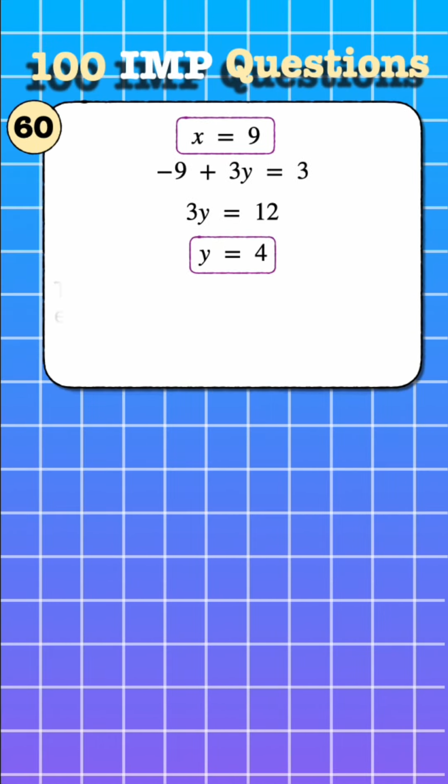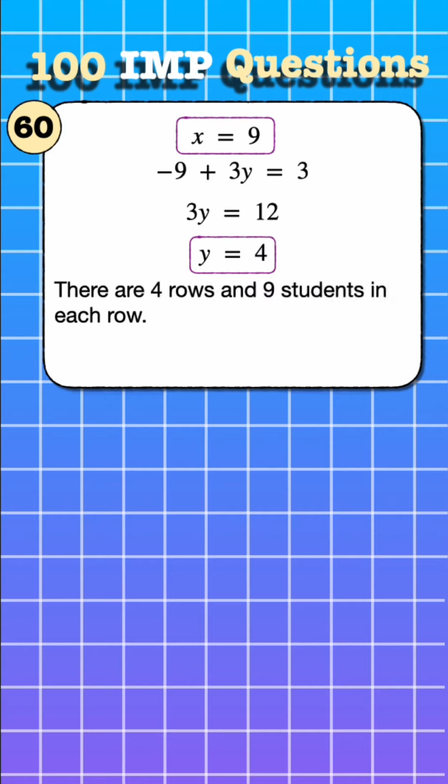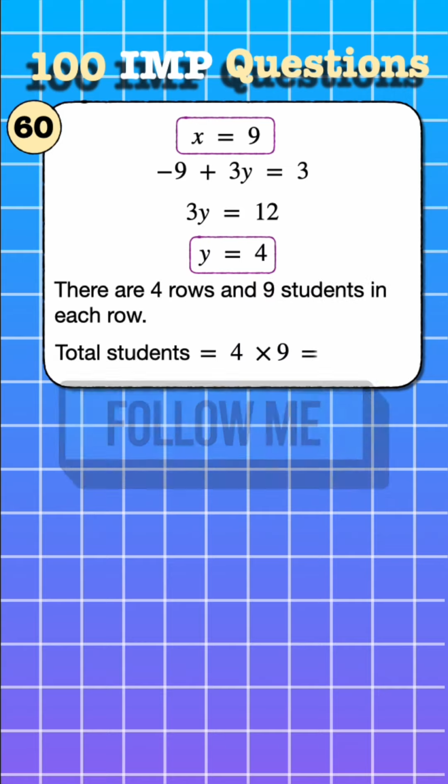What it means is that there are 4 rows and in each row there are 9 students. So the total students are 9 into 4, which is 36.